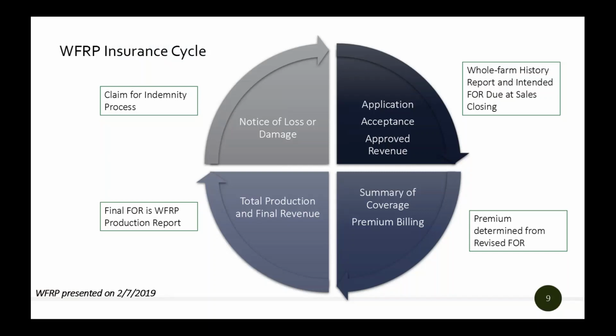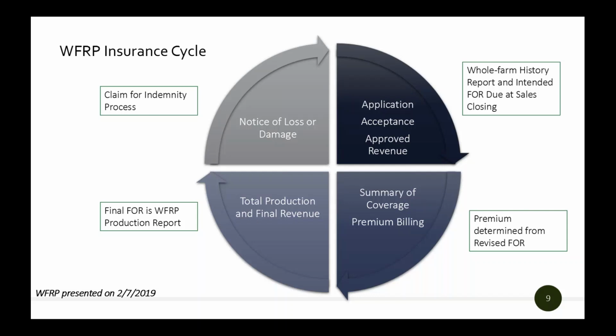We had a graphic in the previous presentation that told us when our intended farm operation report was due, revised farm operation report, and our final farm operation report. This is a different look at the insurance cycle. The application, acceptance, approved revenue. That's our whole farm history report and our intended farm operation reports that are due at sales closing. So you bring all this information into your agent. They review it, make sure that it has all the documentation they need. If they need more, they'll get it from you, and then it's submitted to the company.